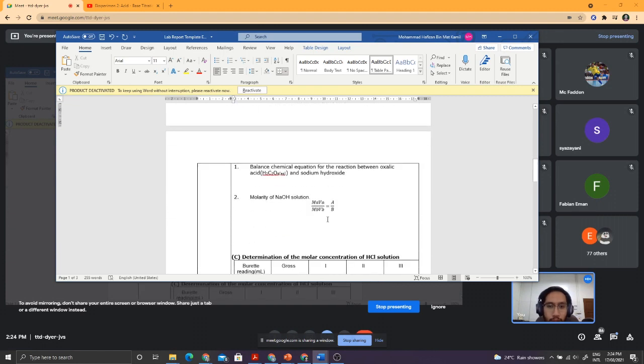Okay, so and then balance the chemical equation for the reaction between oxalic acid and sodium hydroxide. So I dah give you the formula for oxalic acid, H2C2O4, balance kan, and then you guys should be able to find the molarity of NaOH guna the formula yang ada dalam video. Saya dah bagi tahu pasal titration. So A and B, apa A besar, apa B besar, it is the stoichiometric coefficient.